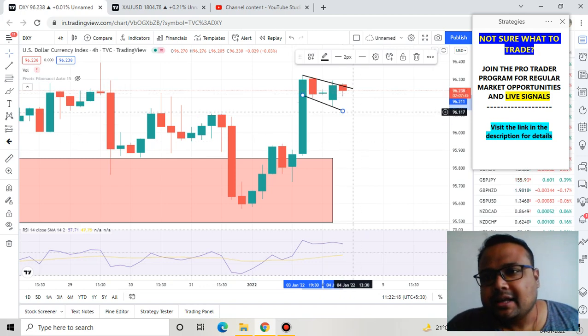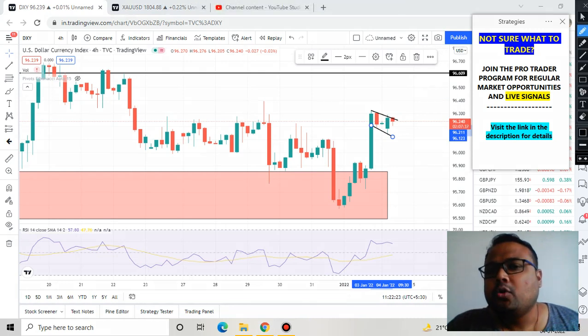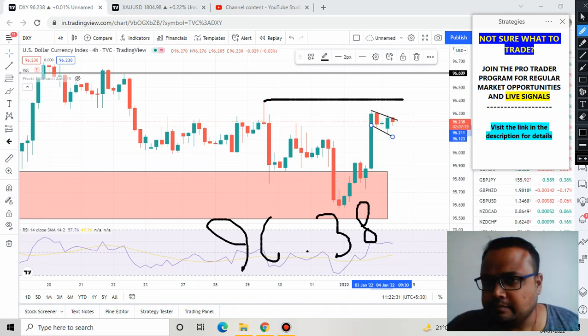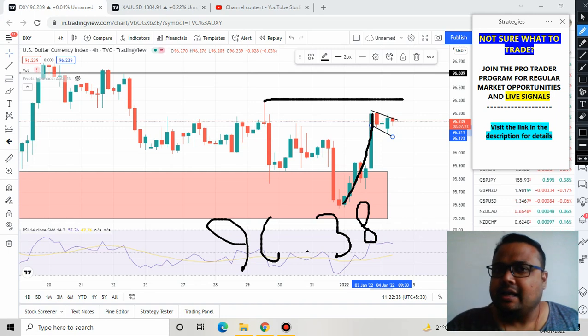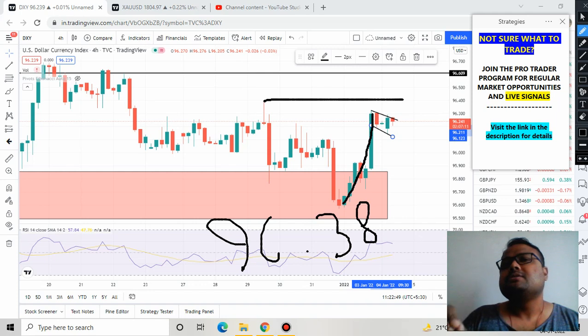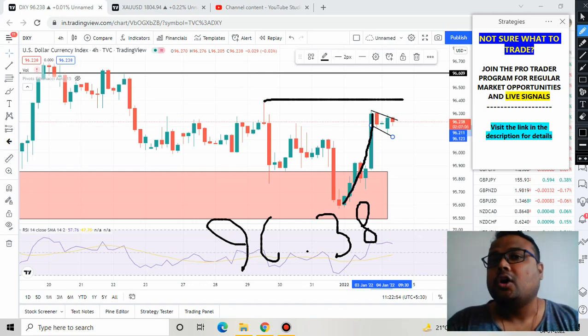Right now DXY is trading at the 96.23 level. If it goes up from here, at least it will reach the 96.38 level. This looks like a bullish flag pattern on the chart of DXY, and if this really is a bullish flag pattern, then we have one more breakout coming up on the chart of DXY. So be careful. If the breakout comes on the chart of the US dollar, then definitely there will be some fresh selling on gold again.